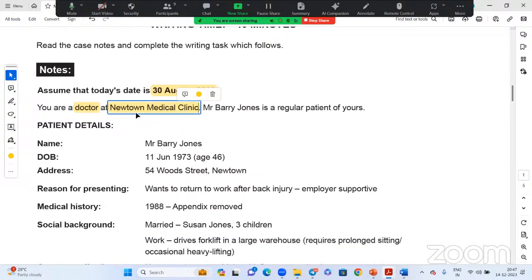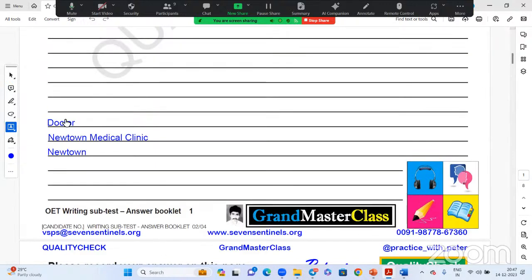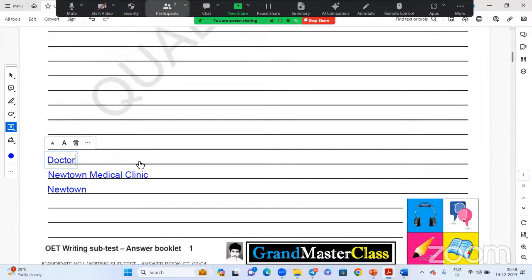Our sender's particulars. If you are a nurse, write nurse. Registered nurse, or medical practitioner, or doctor, or physician, whatever is given, follow that one. Nurse, write as nurse; doctor, write as doctor; pharmacist, write as pharmacist. That's it. So these are the three lines which you get from this.